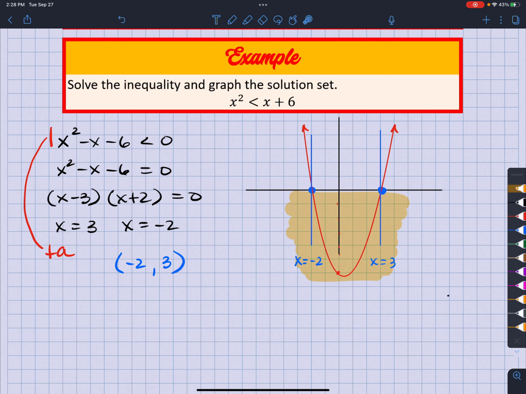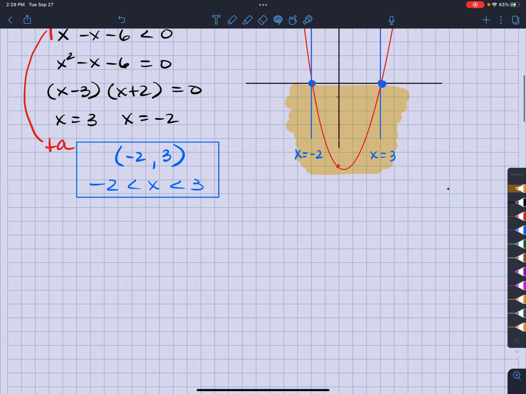Now, I could always write this as -2 is less than x, which is less than 3, which is the same exact way of writing it. They both mean the same thing. They're just in different kinds of notation. So they're both the same idea, however. All right, so let's take a look at the next example.